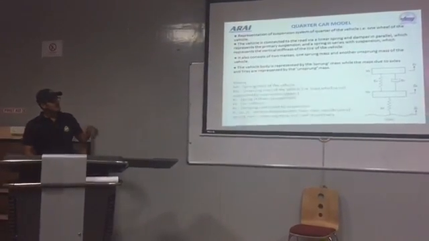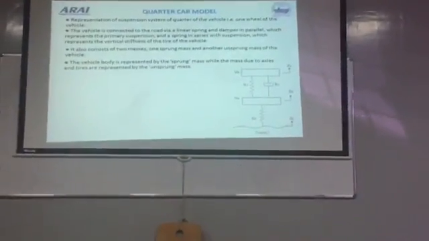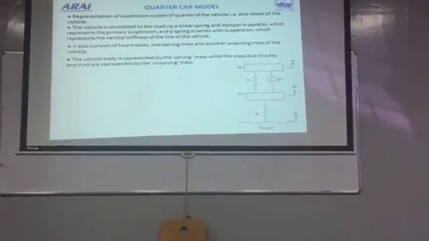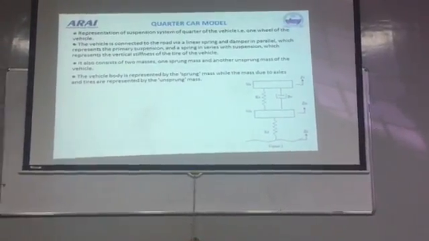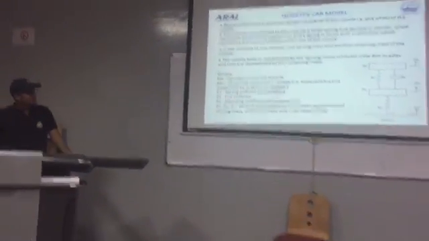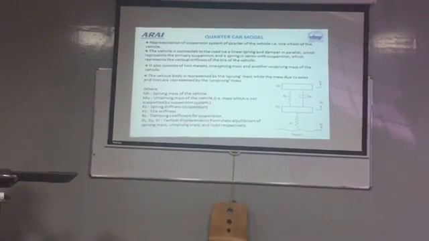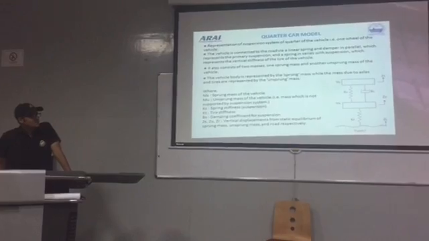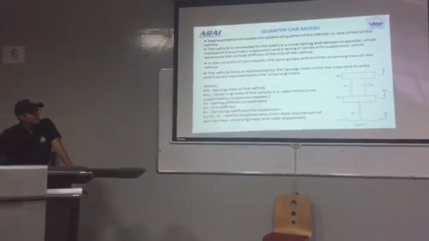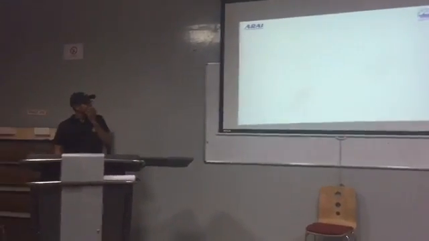As you can see from the diagram, the vehicle body is represented by the sprung mass, which is ms, while the mass due to the axle and tire is represented by the unsprung mass. From the diagram, ms is the sprung mass, mu is the unsprung mass, ks is the spring stiffness, kt is the tire stiffness, and ds is the damping coefficient for the suspension.